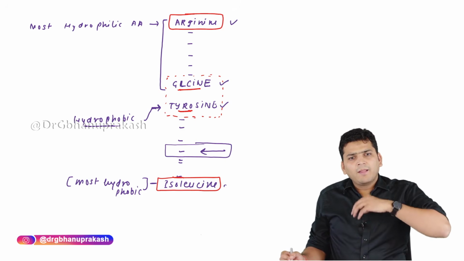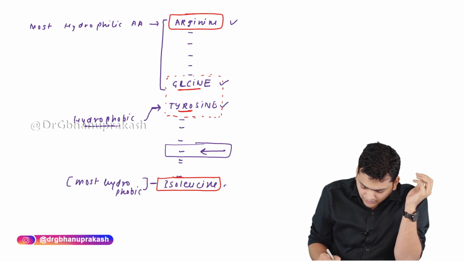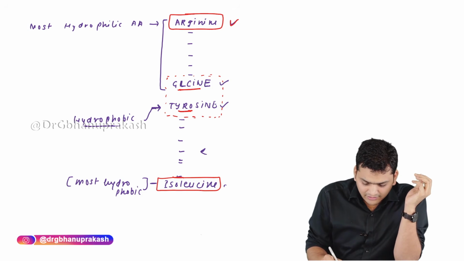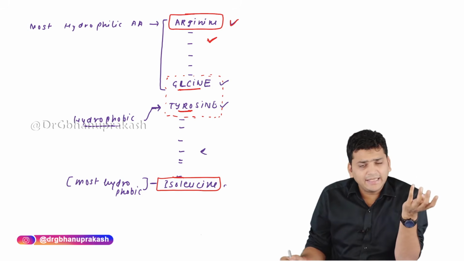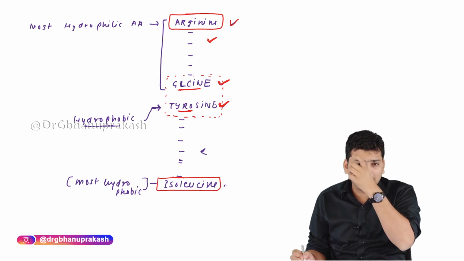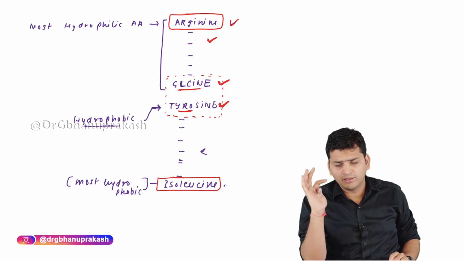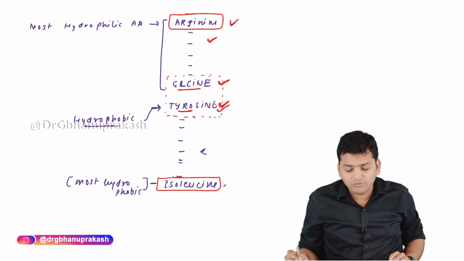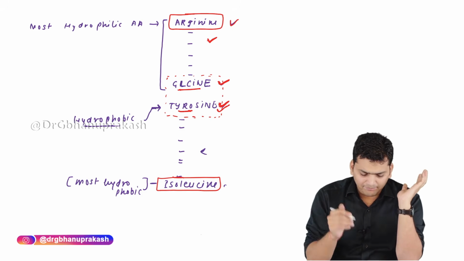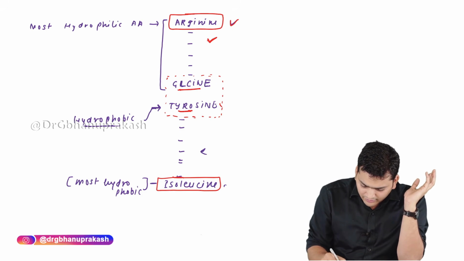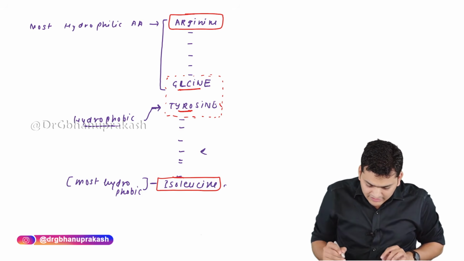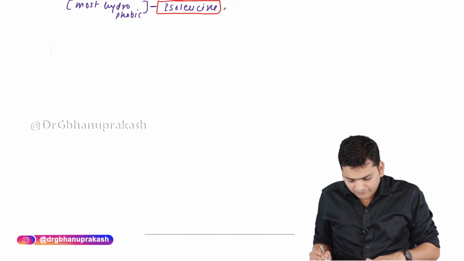If they have given options like this, the first option is arginine, then one option from here, let's say serine, the third option is glycine, and the fourth option is tyrosine. If these are the four options and they're asking which is water insoluble, then the answer is very straightforward: it is going to be tyrosine. So depending on the options, you have to choose from this particular gray area. This is one controversial part, and this is how you have to find the answer in that controversial part. This is the second classification, based on water solubility.